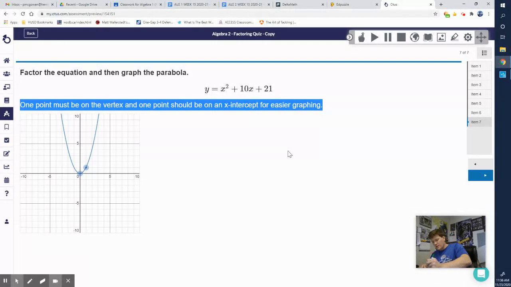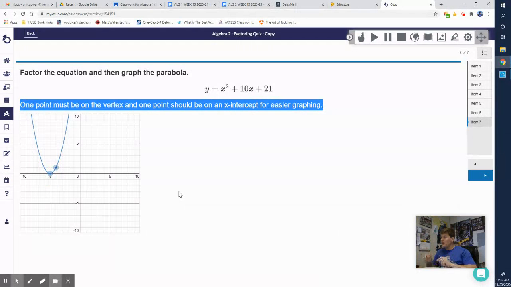x squared becomes x and x. I need multiples of 21 that add to make 10. Well, what are the only multiples of 21 besides 1 and 21? 3 and 7. If I multiply those together, I get 21. I add those together, I get 10. So that means I have an intercept of negative 3 and an intercept of negative 7. Halfway in between negative 3 and negative 7 is negative 5.